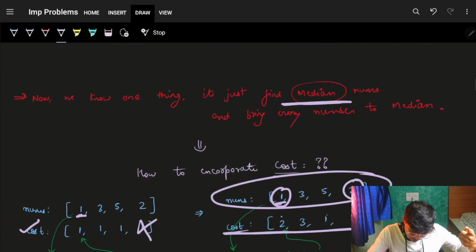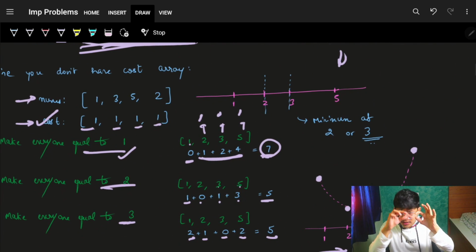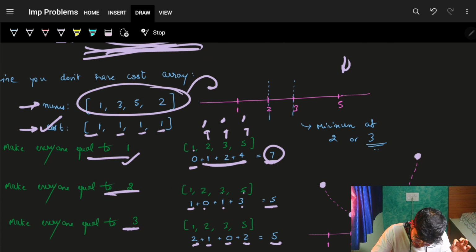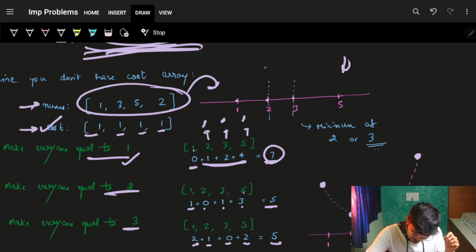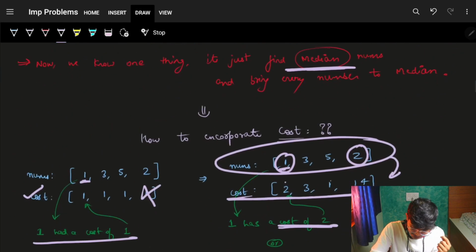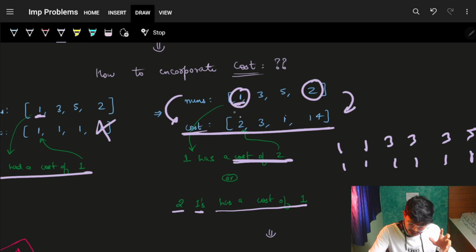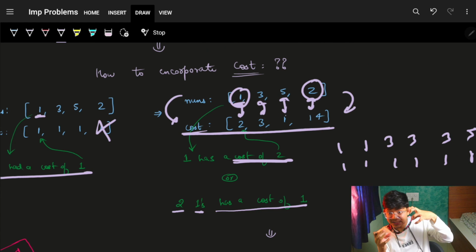Now, you also remember, to actually find the median, you need to sort things out, because it was 1 3 5 2. To find the median itself, you have to sort it: 1 2 5, and that's how you can get the median. That's the reason I also have to do this. I have this nums, I have this cost. I also know one thing. These two should be attached. So I have to firstly attach them.